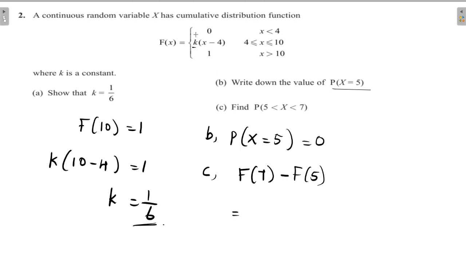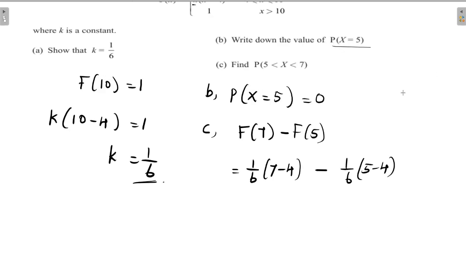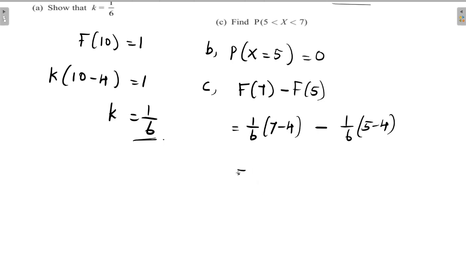Here the k value is 1 by 6. So 1 by 6 times (7 minus 4) minus 1 by 6 times (5 minus 4) is equal to 3 by 6 minus 1 by 6, which is equal to 2 by 6. 2 by 6 value is 1 by 3. 1 by 3 is the part C answer.